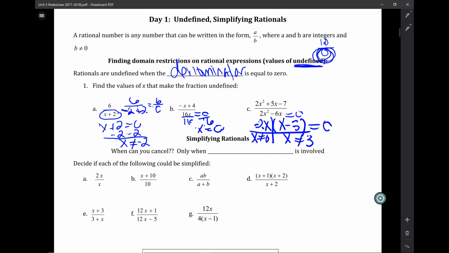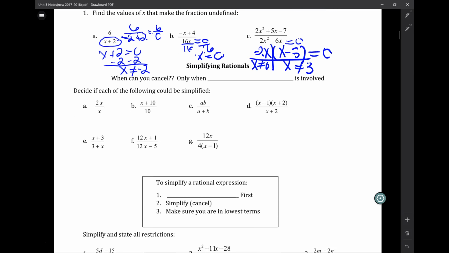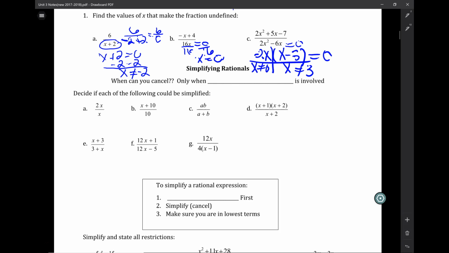For the rest of the lesson, though, we're going to simplify rationals. It's going to be tempting to want to kind of cancel everything out, but you are not going to be able to just cancel crazy. So when can you cancel? You can only cancel when factoring is involved. So it has to be multiplied by something.